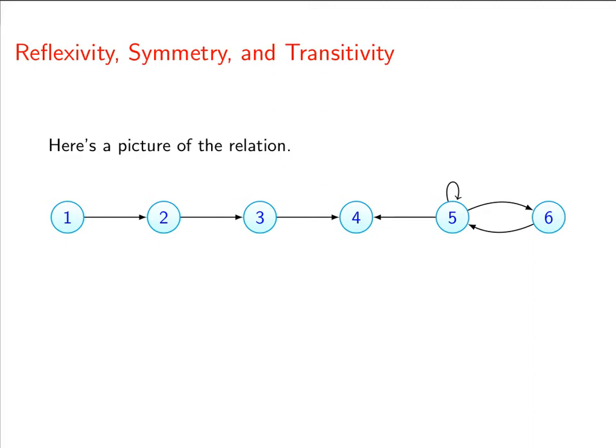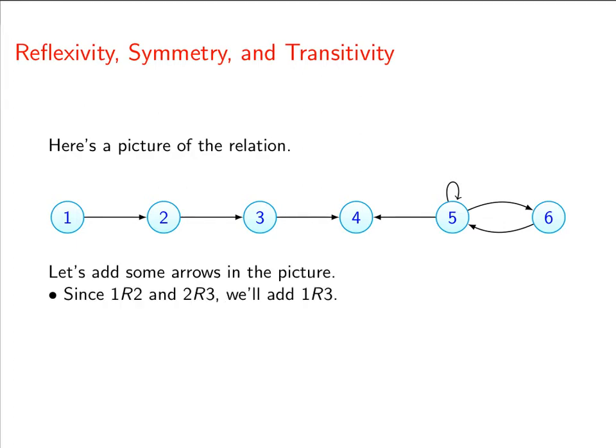Okay, so why is this not transitive? Well, 1 is related to 2, 2 is related to 3, but we don't have an arrow going directly from 1 to 3. So we're going to have to start adding some arrows to this. As I mentioned, 1 is related to 2, 2 is related to 3, so we have to add an arrow from 1 to 3.